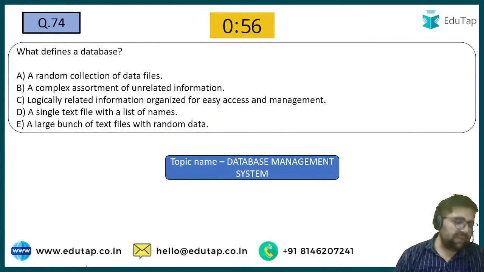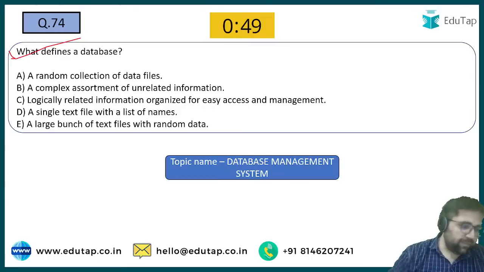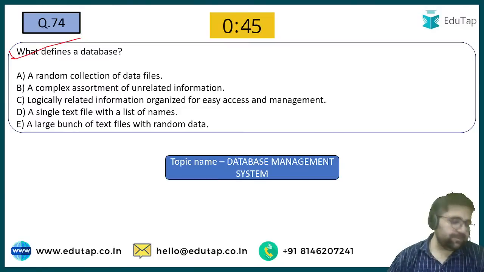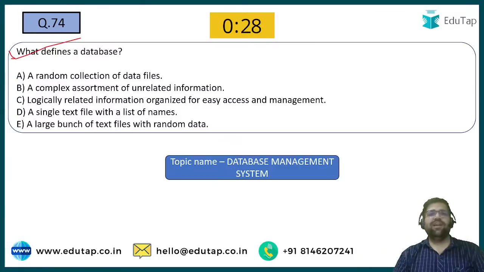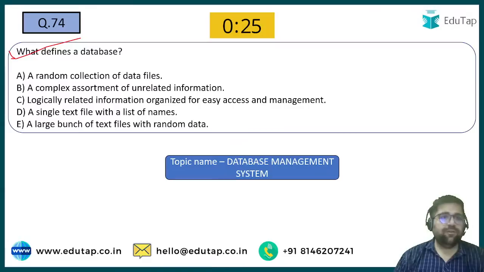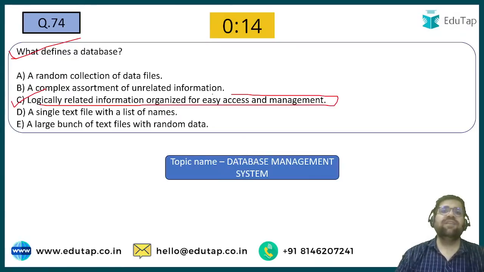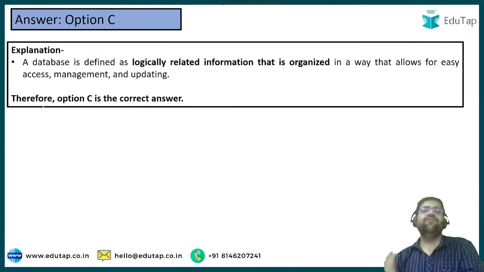Now, what is a database? Tell me, what is a database? Can you define a database? Option A, a random collection of files of data. Random collection means that you are just putting the data here and there. So it will become data, it will not be information. Option C, logically related information. Yes, the answer will be option C. Something which is logically arranged, something which is managed. So a database is an organized form of information.